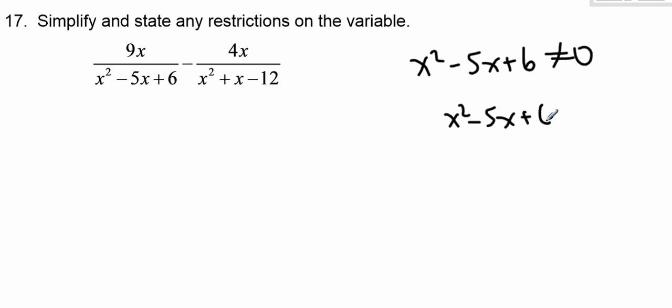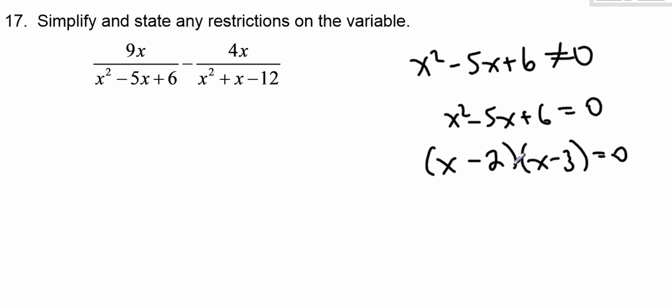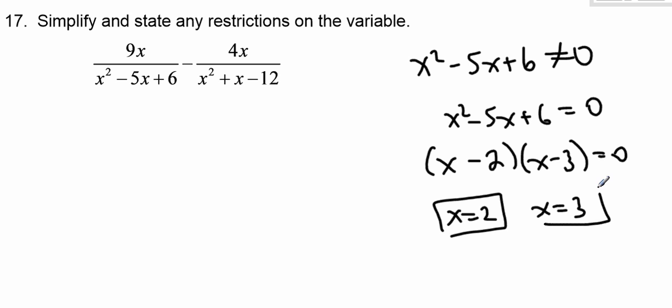So let's figure out what values make that into 0. And so suddenly this is a grade 10 question. Solve for x. It's a quadratic, so we'll factor. If I factor like this, so the two numbers that add to -5 and multiply to 6. So x equals 2 and x equals 3. These are the numbers that make this expression 0, which means these are my restrictions based on that term.